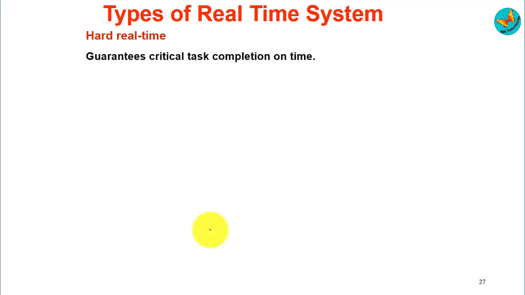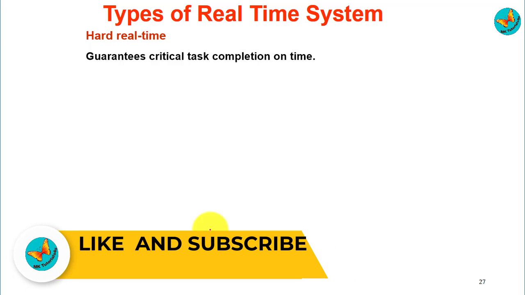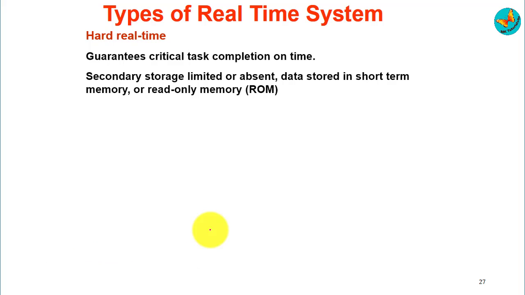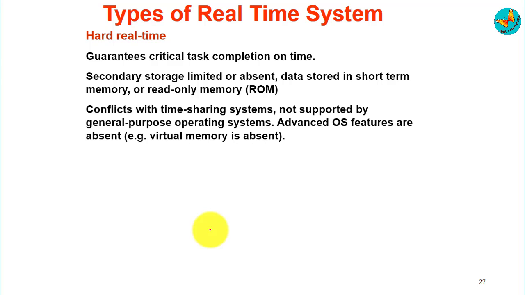Now let us dig into the types of real-time operating system, and I will tell you some examples for this. So as I already told you, hard real-time has to guarantee that the critical tasks are completed within the time. Here secondary storage is limited or absent, since most of the code or data is kept in read-only memory. This system may conflict with the time sharing system and is not generally supported by general purpose operating systems. Advanced features such as virtual memory are also absent in these types of operating system.